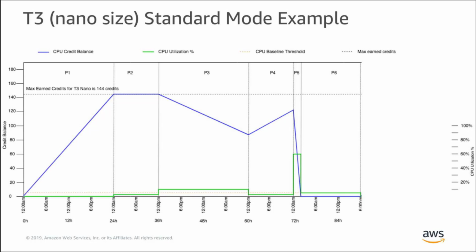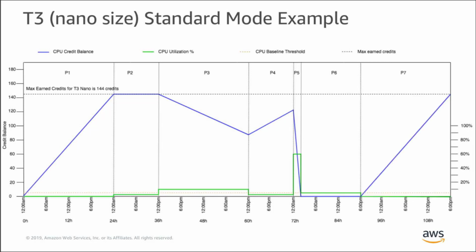So you can be brought down to 5%, you'll run your workload there, and then when you're done running your workload, you bring your CPU utilization down to 0%. So it's running idle now, waiting for the next thing to occur in the application, and then for the next 24 hours it's waiting, and you can see that your CPU balance has now earned all the way back up to your max earned credits of 144.